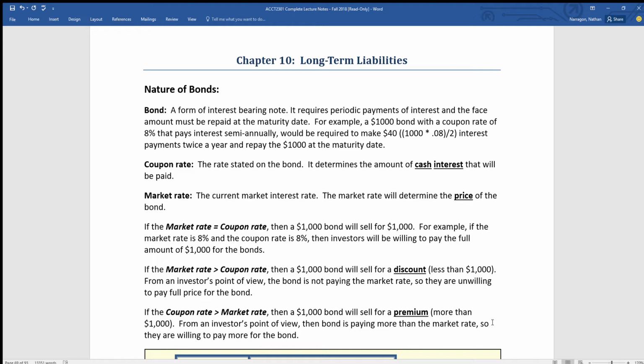Okay, so we're going to deal with one example already, as you can see in your notes. For example, we have a $1,000 bond, and it's got a coupon rate. Now, when we look at coupon rates, this is pretty much the interest rate. So, it's basically the cash interest rate, okay? So, we have a coupon rate of 8% that pays interest semi-annually, okay? So, this one says that we would be required to pay about $40 to whoever bought this bond. How that figures out is, of course, 1,000 times the coupon rate divided by how many times we pay during the year. Well, we pay about $40 because we pay twice a year. And we repay that $1,000 at the maturity date.